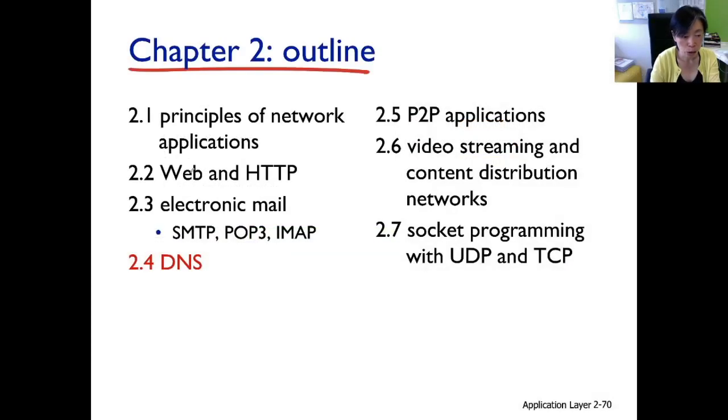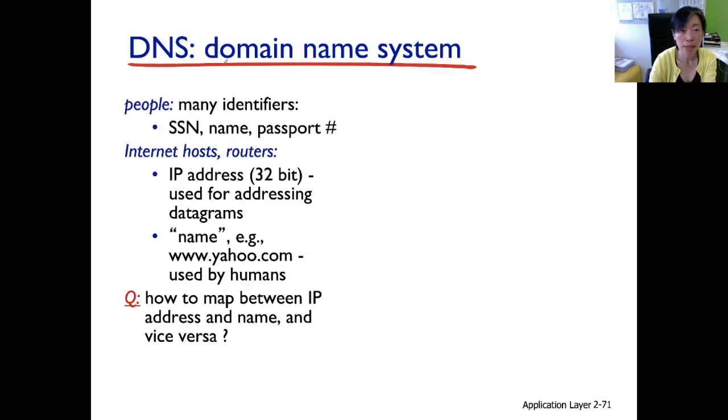Next is chapter 2.4, DNS, which stands for Domain Name System. And before we talk about the purpose of it, let's talk about identifying a person. If I tell you my social security number, my name, and my passport number, which one would you think would be easier to memorize? Well, social security number, 10 digits long. Well, the national ID of Taiwan is also about 10 digits long. You can correct me if I'm wrong.